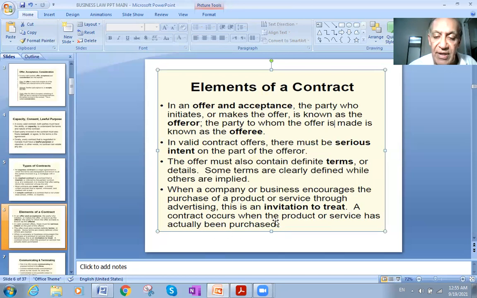A contract occurs when a product or service has actually been purchased. But with the advertisement, no. In the advertisement, you didn't buy it. So it is not a contract. There is no contract because you did not buy. There is no purchase process. You just made an advertisement and the people know that you have something to sell, but no one has bought yet. When I buy and purchase, then this is a contract. There will be a contract after the transaction, when the transaction has occurred. Okay.